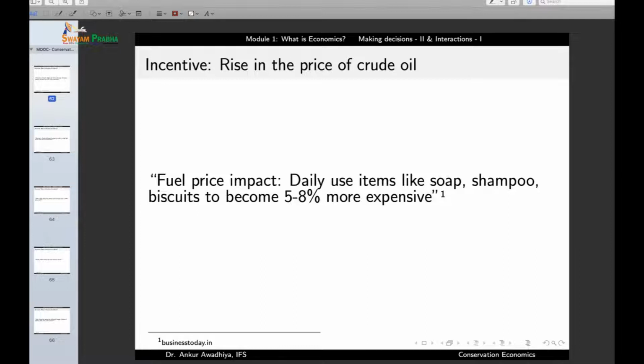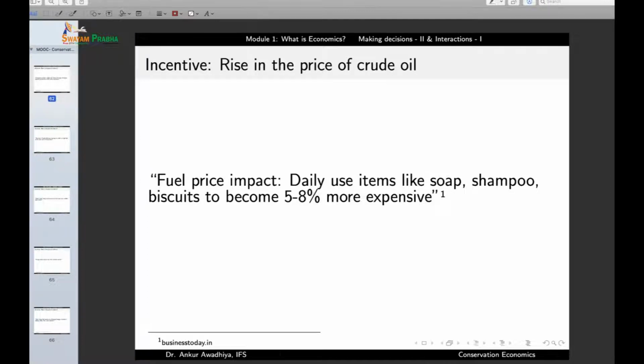Now let us look at another example. There is a rise in the price of crude oil. So here again we are looking at the price of crude oil as an incentive. So what sorts of behaviors will we see if the price of crude oil goes up? Here are some news articles relating to the price of crude oil and how people shift their actions.